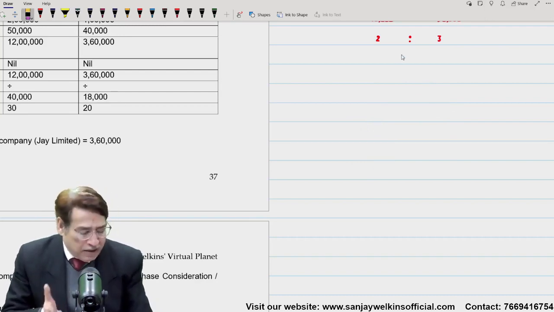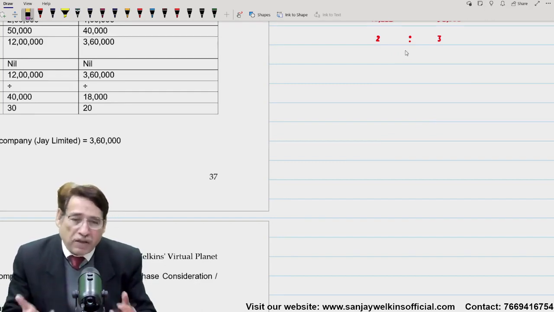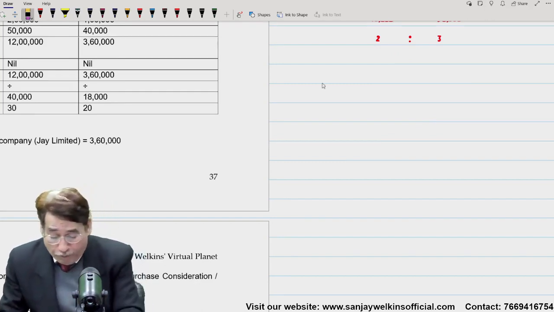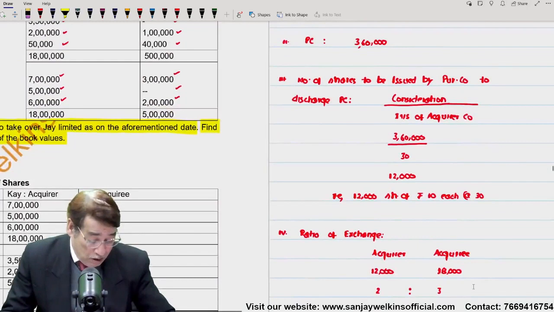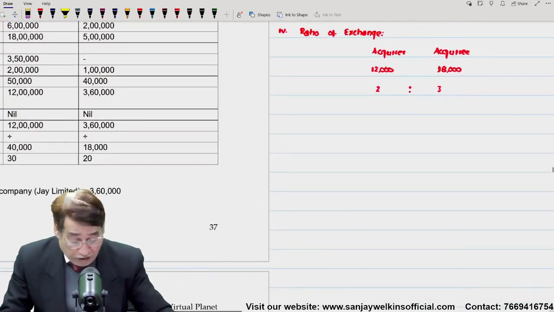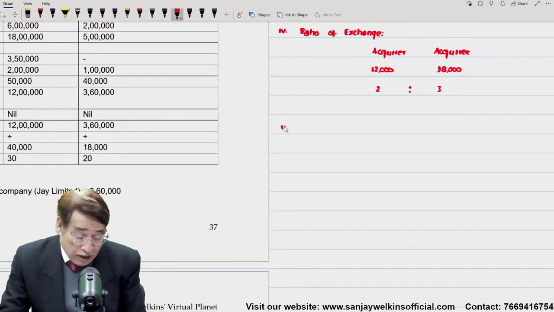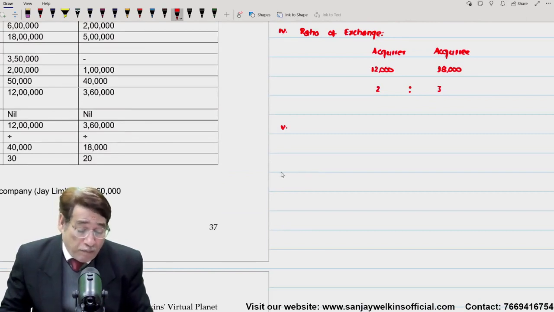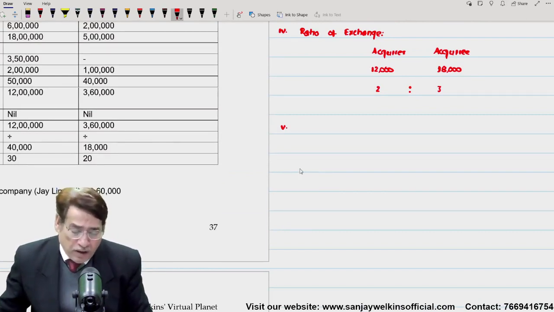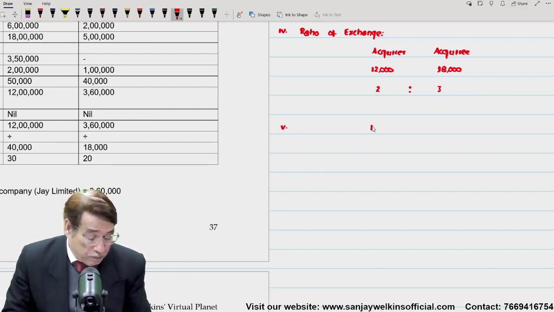Now, the question has asked us only this much, compute the ratio of exchange, but still I'm going to solve it further. Step number 5. After the ratio of exchange, now I will prepare the ledger account also, just for the sake of better understanding. I know sometimes it becomes a little bit boring, but a little bit more effort is obviously required at this particular level. So, books of the acquiree company. In the books of the acquiree company, pay attention.